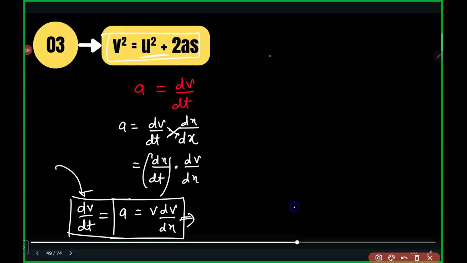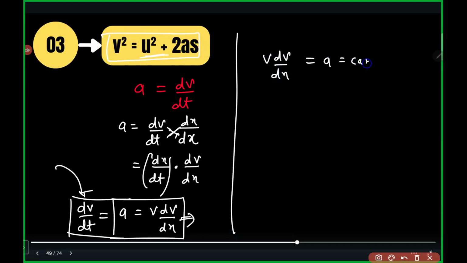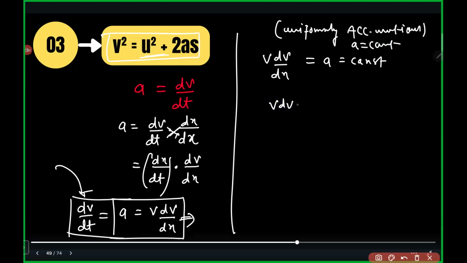So let me write v dv by dx is equal to a, and we know a is going to be constant. Why? Because we are studying uniformly accelerated motion. In this motion, acceleration is going to be constant. That's why we have written acceleration is equal to constant. Now, v dv, and take dx to the other side, so you get a dx. Now we are going to integrate, from u to v and 0 to s, or x1 to x2, whichever way you like.